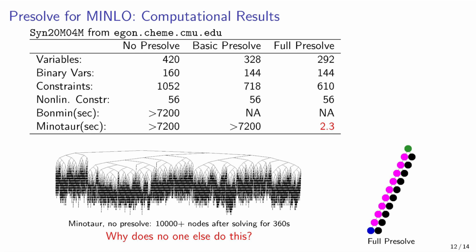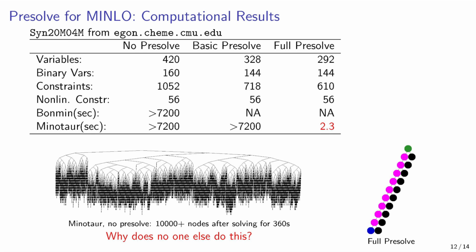Okay, here's a really cool example that Ashutosh had when he first implemented this. He was looking at a test problem, a synthesis design problem, a chemical engineering problem from the Carnegie Mellon test set. If there's no Presolve, then it just takes forever to solve this problem. There's a lot of constraints. If you do some basic Presolve, then there's a little bit of fixing that you can do, but you're still taking a long time to solve this problem.